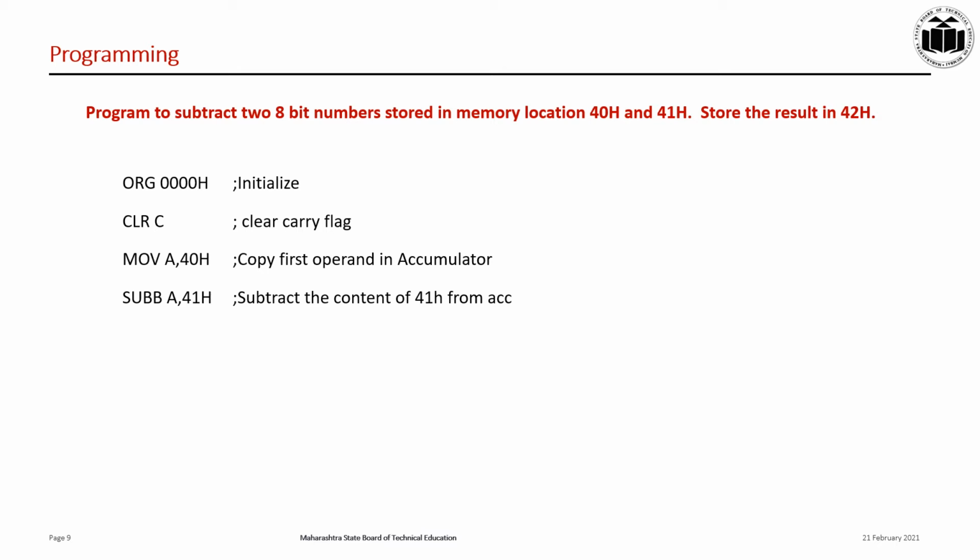Then SUBB A, 41H. This will subtract the content of 41H memory location from the content of accumulator. After subtraction, the result will be stored in accumulator and that will be copied to memory location 42H by using instruction MOV 42H, A. Then END.